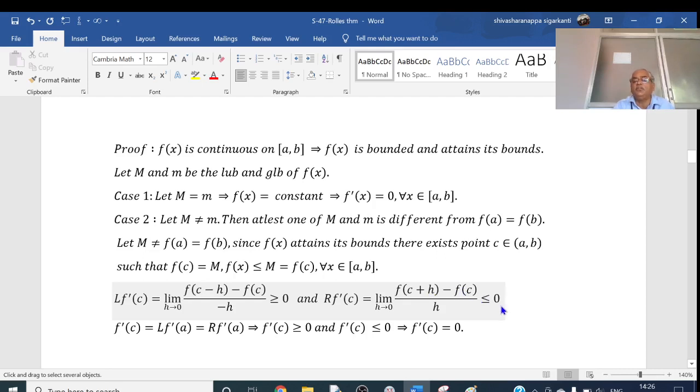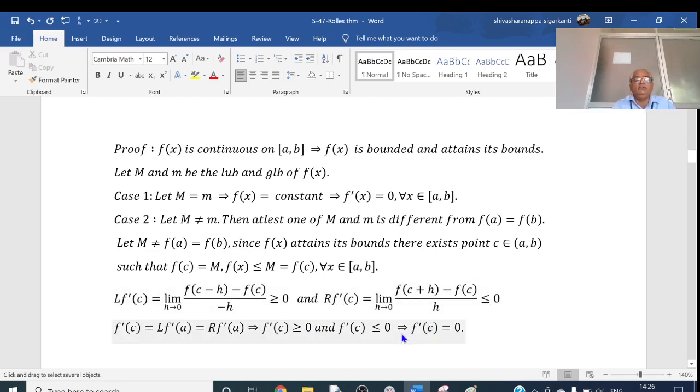If it is equal to 0, then we are getting it equal to 0. If this is less than 0, the numerator is negative and the denominator is positive. Negative by positive is a negative quantity, that is less than 0. So, therefore, the limit of f of c plus h minus f of c divided by h as h tends to 0 is less than or equal to 0.